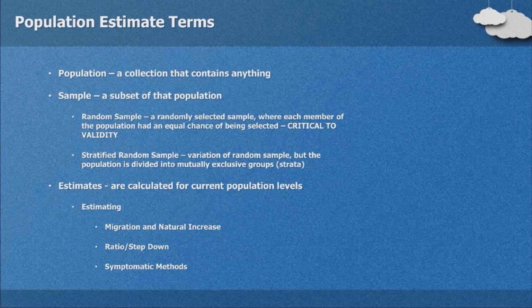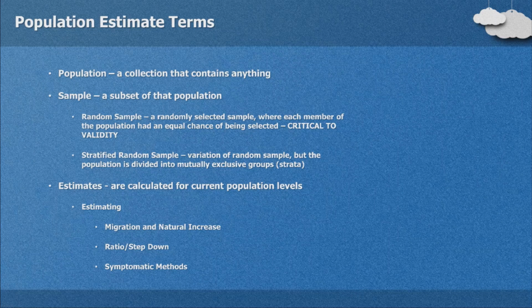A random sample, of any object, is critical to statistical validity. Any member of that population had an equal chance of being selected. So a random sample survey is critical to survey validity. A stratified random sample is where you can take a strata of that population. So if you have a community survey or census and you're breaking out a specific age cohort or something by gender, that's a strata of that population.